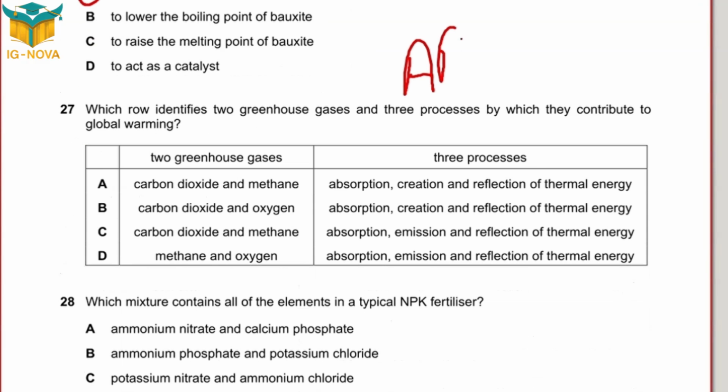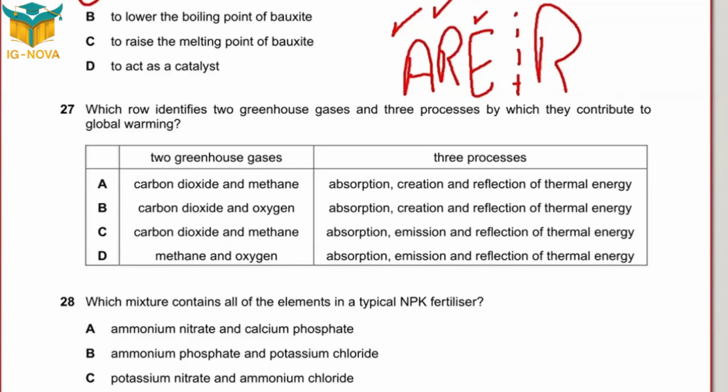Greenhouse gases, don't forget RR: absorption of thermal energy, reflection of thermal energy, emission of thermal energy back into space. Because of methane and carbon dioxide, they form a blanket of gases to reduce the emission into space and trap some energy and reflect it back into our Earth's atmosphere, leading to global warming. Two greenhouse gases: carbon dioxide, methane.